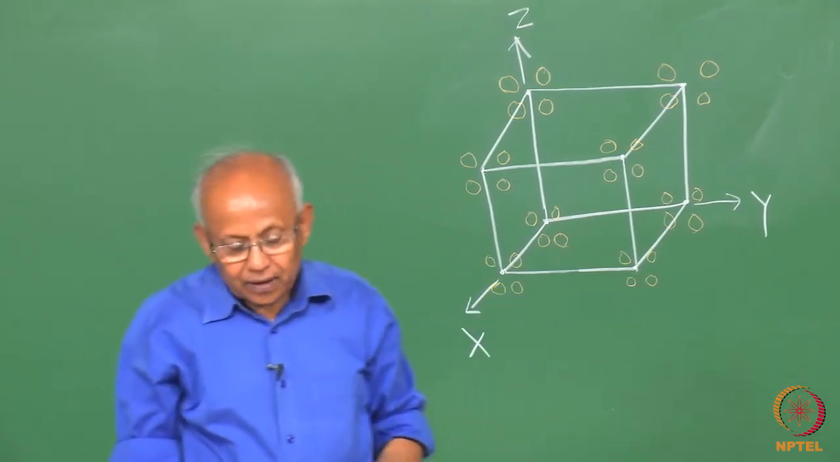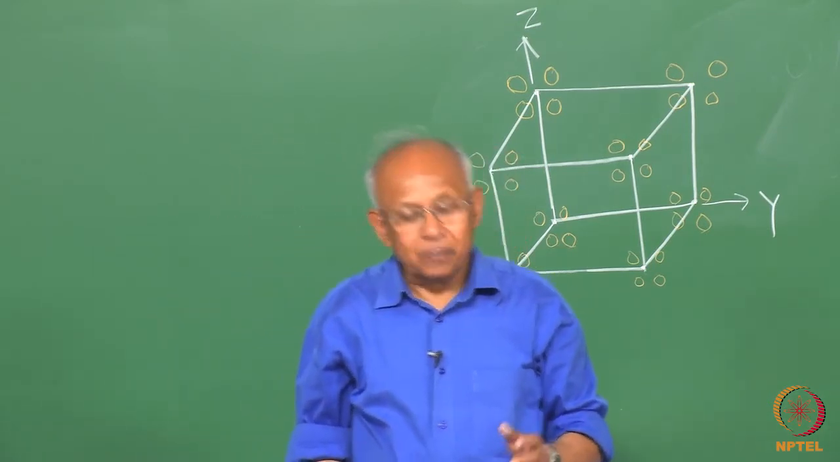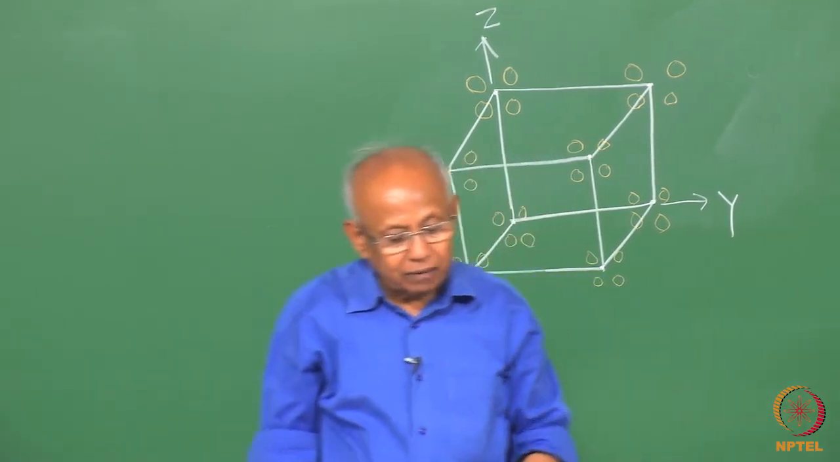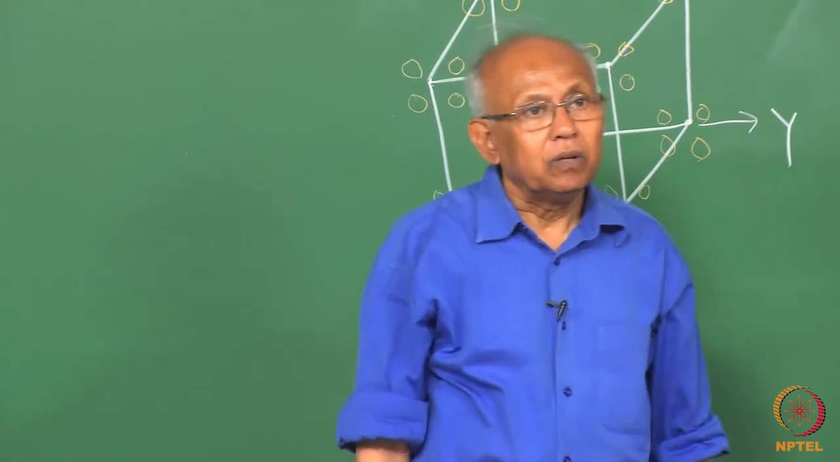Now, we have already seen that several symmetry elements are available to us. For example, you can have a mirror or a reflection, plane of reflection, plane of symmetry, then rotation axis, maybe a four-fold rotation axis, a three-fold rotation axis, a two-fold rotation axis, and also a six-fold rotation axis, then an inversion center or an inverter, and also a rotation inversion axis. So all these symmetry elements are available to us.